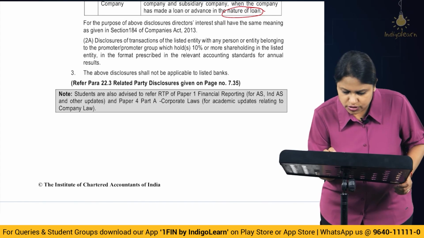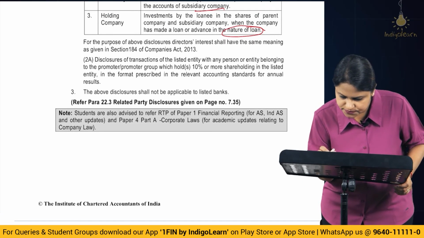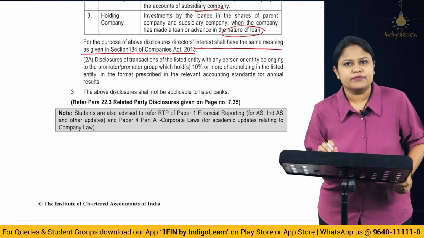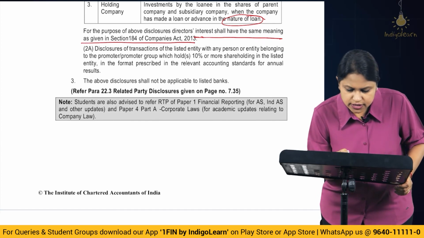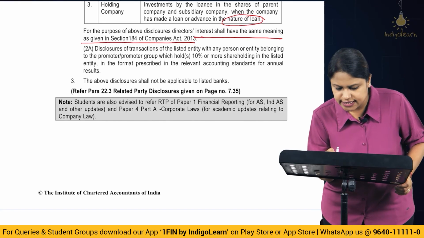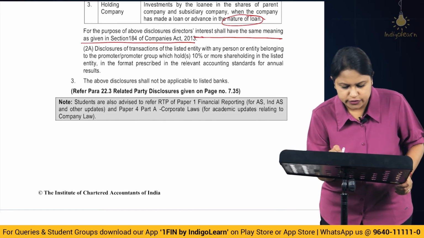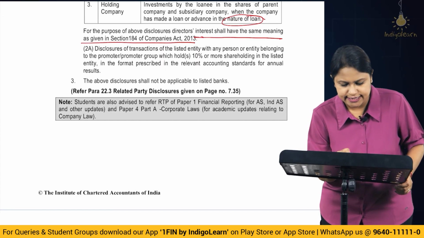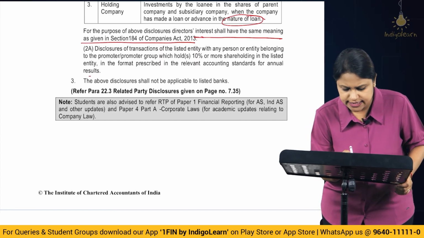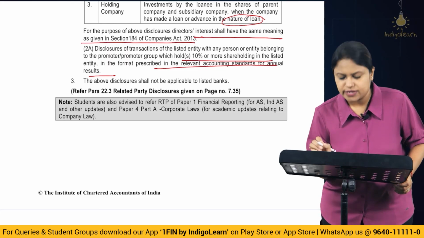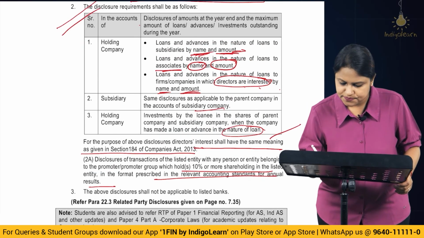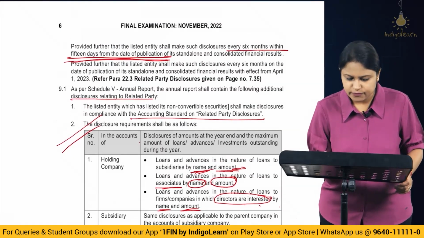Then when it comes to 'interested', interest shall have the same meaning as given in Section 184 of the Companies Act 2013. Disclosure of the transactions of the listed entity with any person or entity belonging to the promoter group which holds 10% or more shareholding in the listed entity, in the format prescribed. This is the same, there is no change here, so this will remain the same. Here this part becomes very, very important. Alright, so that is the change they have brought.